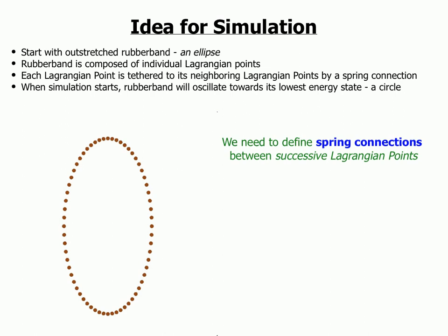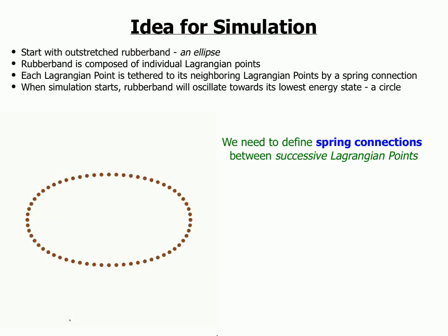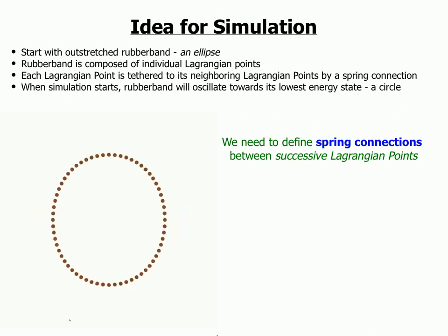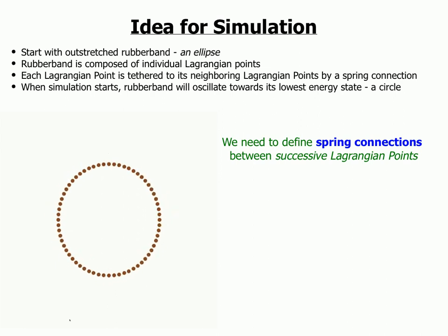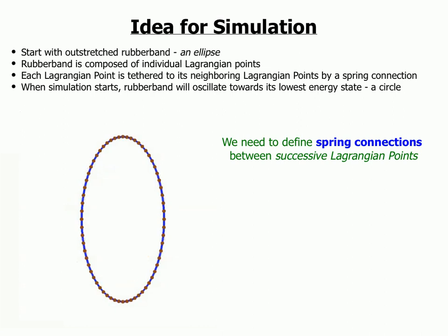However, since we don't want these points just to sit there in the fluid, we want to have some type of material properties. Since this is an outstretched rubber band, we could imagine tethering each of these Lagrangian points to its neighbor. Upon doing so, we're hoping that once the simulation starts, these springs will cause this entire configuration to oscillate. And eventually it'll oscillate towards its lowest energy state, which just makes it a circle. So we know we hope to tether each Lagrangian point to its neighbors by a spring fiber model.